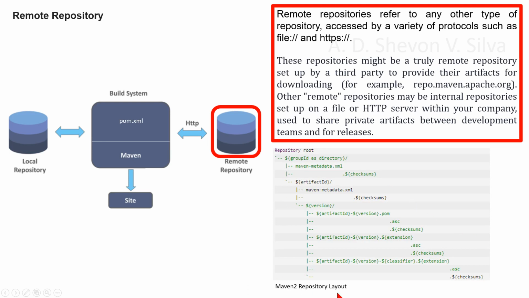Here you can see the Maven 2 repository layout. The Maven 2 repository layout format is the default layout since Maven 2, superseding the old Maven 1 layout, where the group ID as a directory is the group ID with dots replaced by slashes. For example, org/apache/maven.